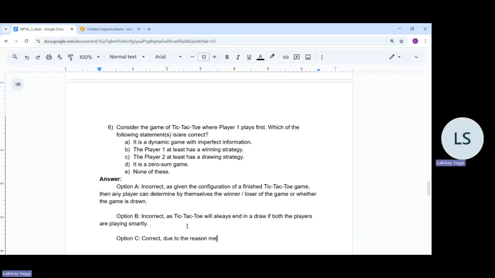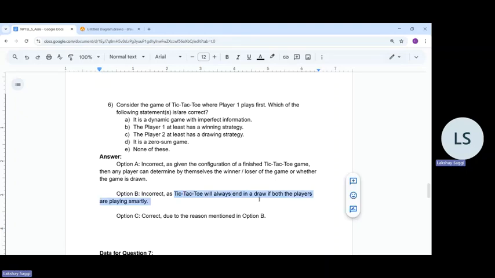So due to the reason mentioned in option B, as explained in option B, tic-tac-toe will always end in a draw if the players are playing smart. So not much to think about here. And is it a zero-sum game? Actually, when you think about it, tic-tac-toe is indeed a zero-sum game.